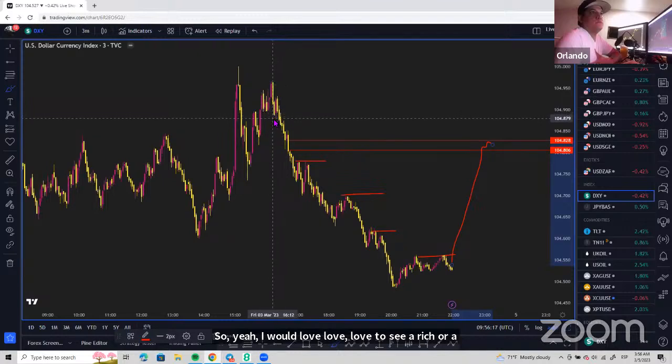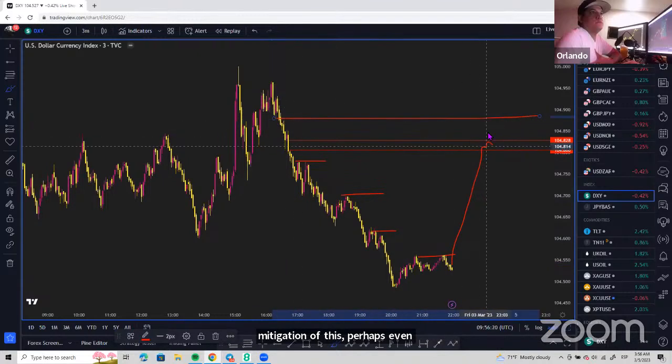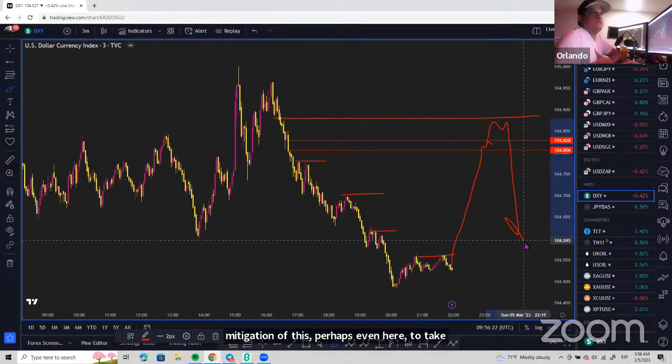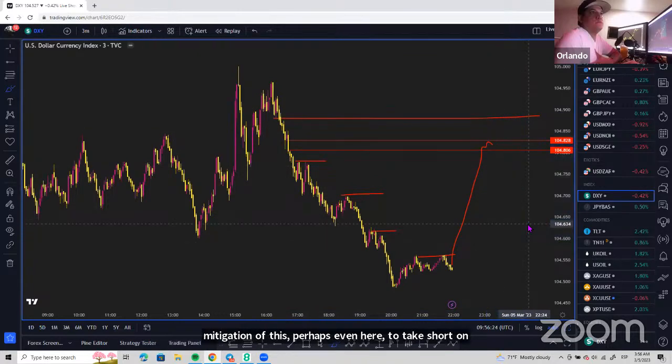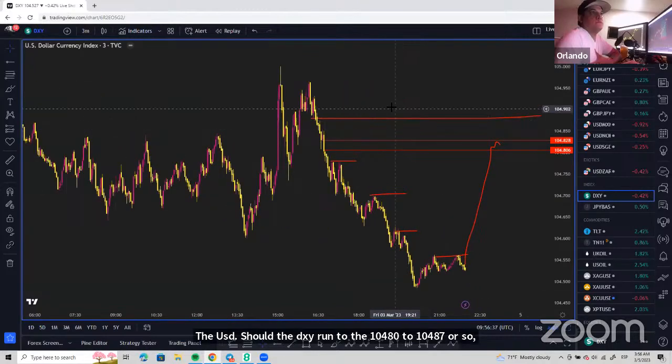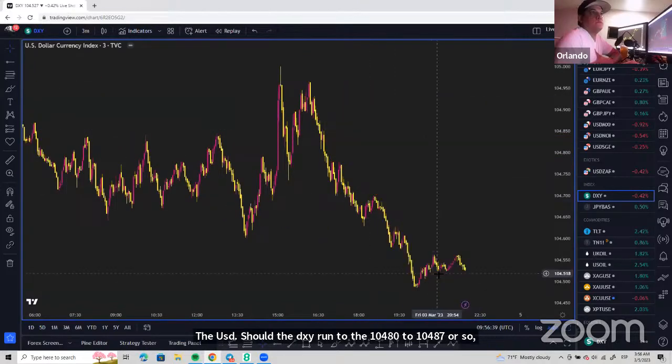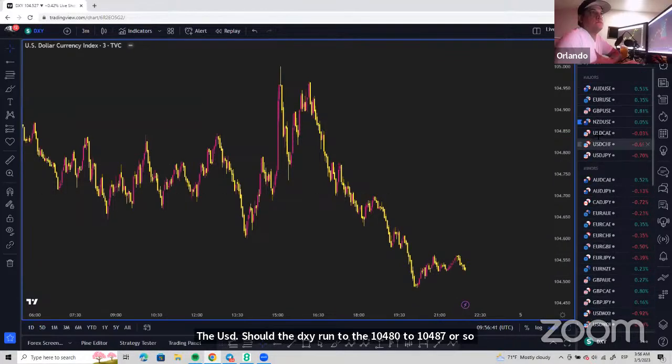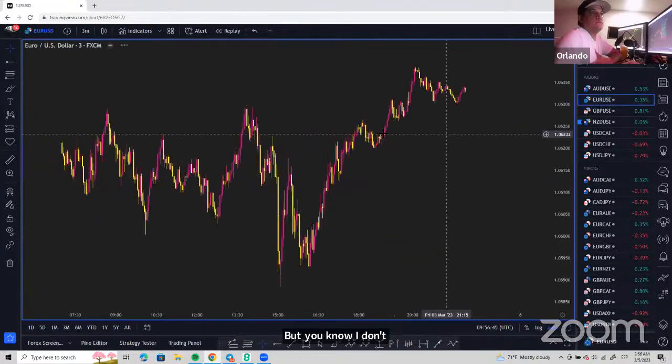Perhaps even here to take shorts on the USD. Very, very possibly looking for shorts on the USD. Should the DXY run towards the 104.80 to 104.87 or so, right? That would yield a very nice short opportunity, but I don't trade the DXY, of course. So let's have a look at the Euro USD.